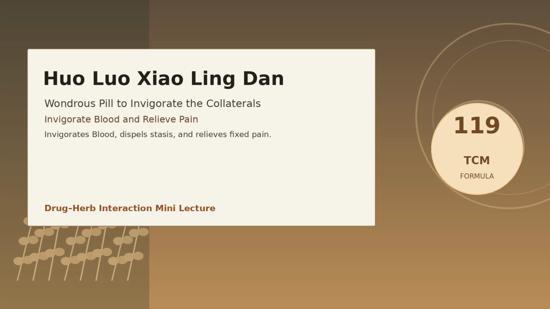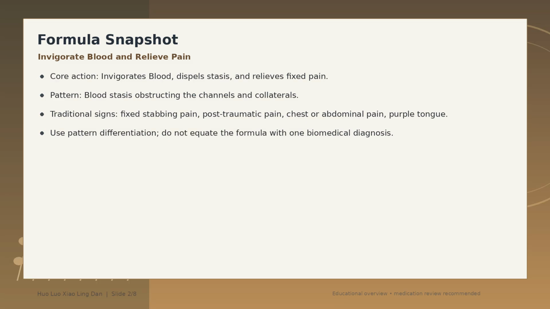This mini-lecture focuses on the formula logic, recognizable pattern features, and practical drug-herb interaction screening. It is an educational overview, not an instruction to self-prescribe. Start with the pattern rather than the disease label. The traditional target pattern is blood stasis obstructing the channels and collaterals.